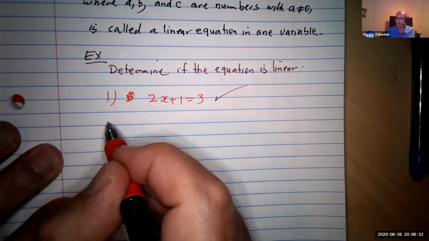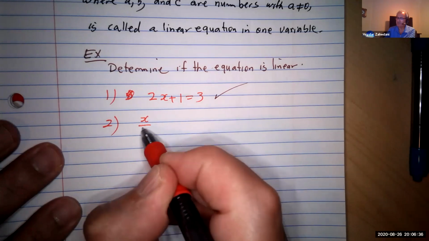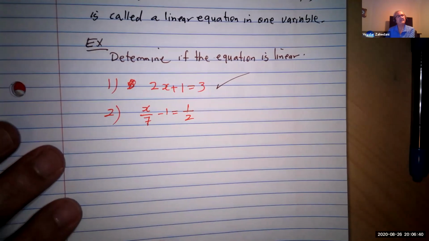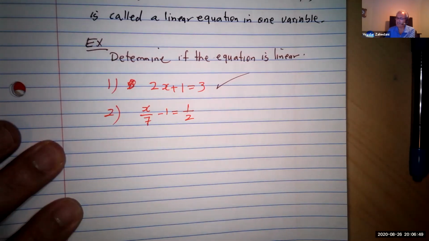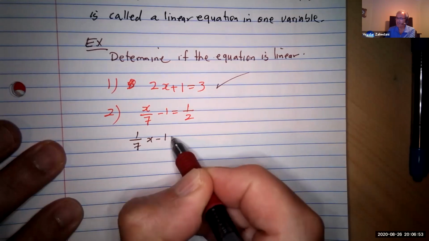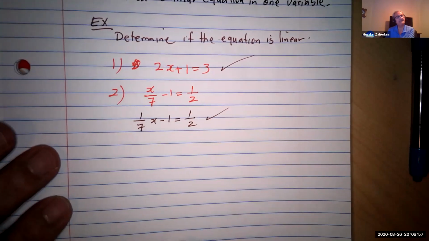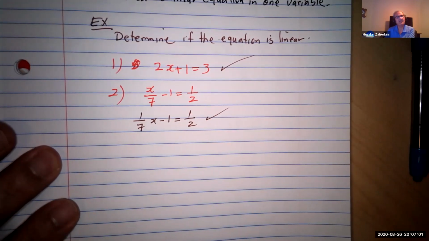The second one is this one, x over 7 minus 1 equal to a half. Again, this is linear. You know that you need a number times x. x over 7 is the same as 1/7 of x, minus 1 equal to 1/2. So this is again linear because it's a number times x. Any question?